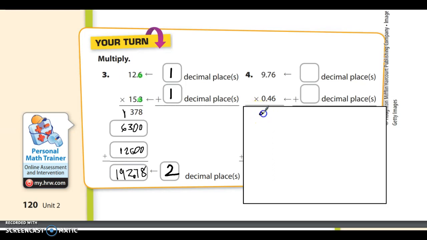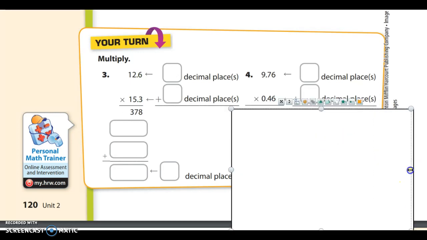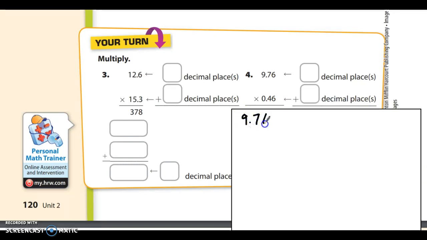I'll recopy this as 9 and 76/100 times, and I'm actually going to make it a little bigger, 9 and 76/100 times 0 and 46/100. And they want you to do the decimal thing. So how many digits are after the decimal here? 2, and 2. Means at the end we're going to move it up a total of 4 spots. Okay, so make sure you've got this. 4 decimal places at the end. Okay, so now I'm going to multiply.